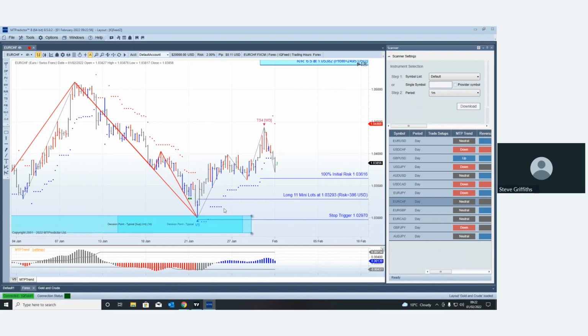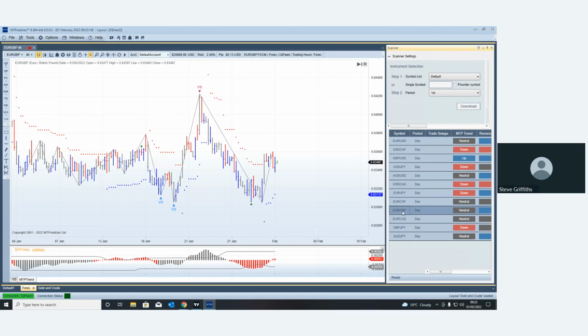As you can see, it started to go on the way up. We'd be looking to avoid this sell setup because our MTP trend is blue, and also we're coming off this higher time frame support zone. So we'll leave this analysis on and see how it unfolds. Not a lot happening on this one.